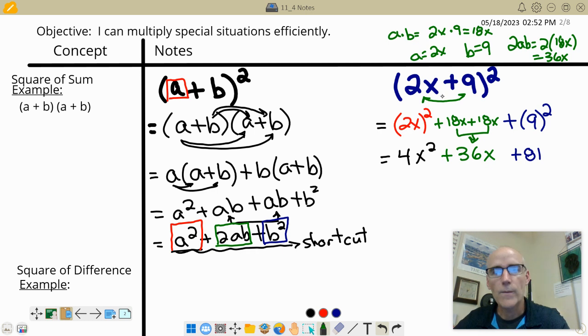Okay, so I'm going to do a homework problem in class with you guys, but you're going to have some square of sums, and that looks like (a plus b) squared, like we have right over there.